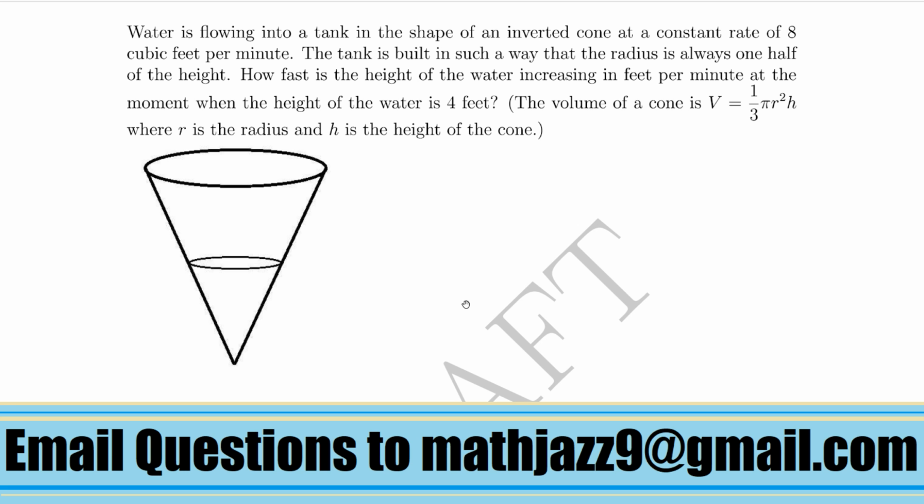Because the tank is built in such a way that the radius is 1/2 of the height. Okay, so let's write that down as well. Radius equals 1/2 height. And then we're asked how fast is the height of the water increasing in feet per minute. So we're looking for dh/dt, the derivative of height.